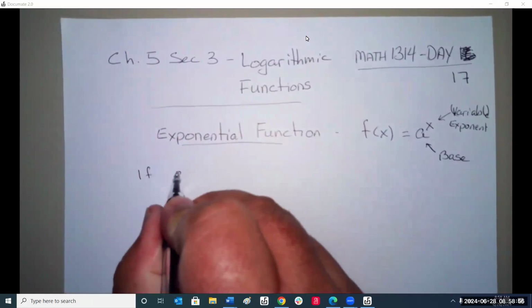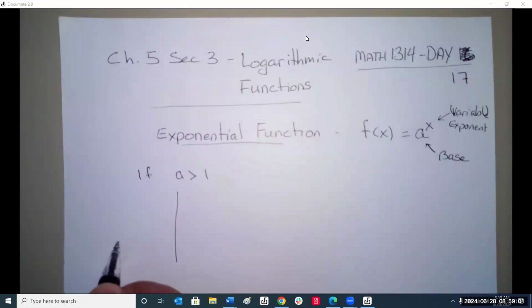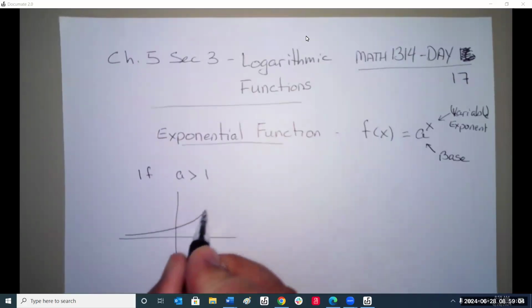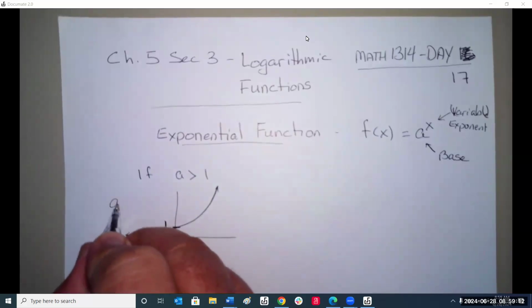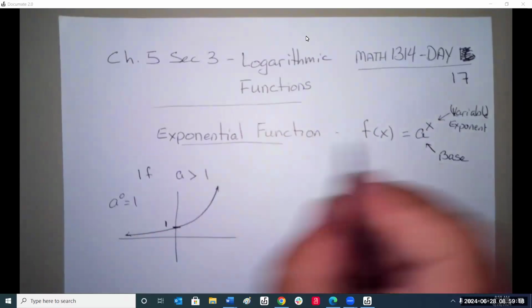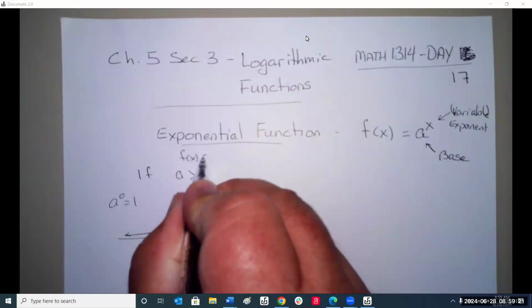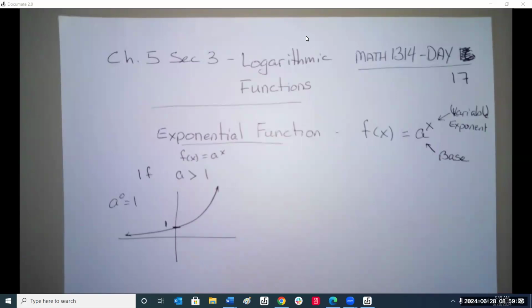And then we saw if a is bigger than 1, it's an increasing function. It looks like this. It always crosses through 1 because anything to the 0 power is 1. Remember, for a function, when x is 0, a to the 0 is 1. And when x is negative, that means the number gets smaller. When x is positive, it gets bigger and bigger and bigger.